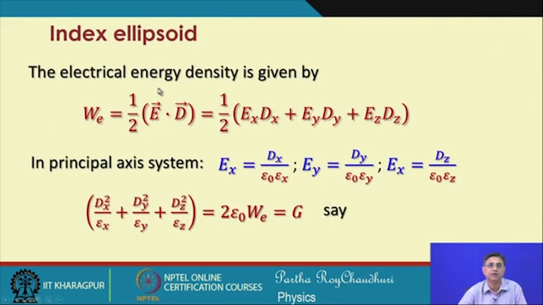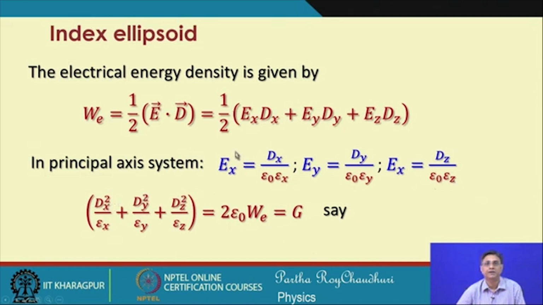To do that, let us recall that the electrical energy density of the electromagnetic waves is given by this quantity. It is only the electrical energy density. So, that is why we use omega e. So, this is equal to half of E dot d, which if you expand in this form, then it will become half of Ex dx plus Ey dy plus Ez dz. In the principal axis system, this quantity is valid, otherwise you would end up with the permittivity components, the off diagonal components. So, in the principal axis system, Ex will be equal to dx by epsilon 0 epsilon x, Ey will be like a similar term, and Ez will be equal to dz by epsilon 0 epsilon z.